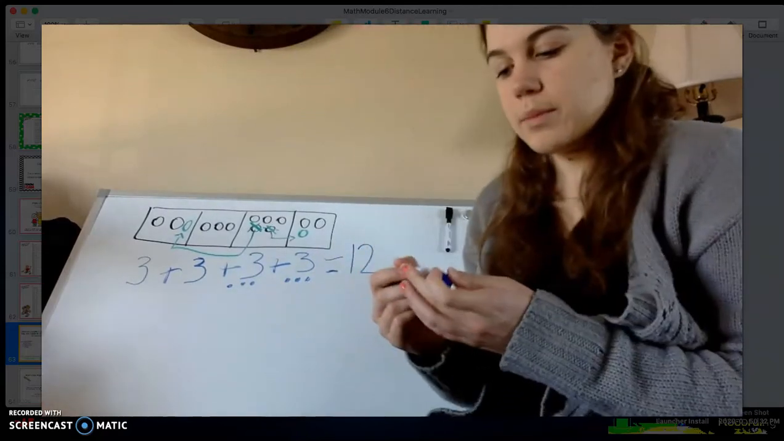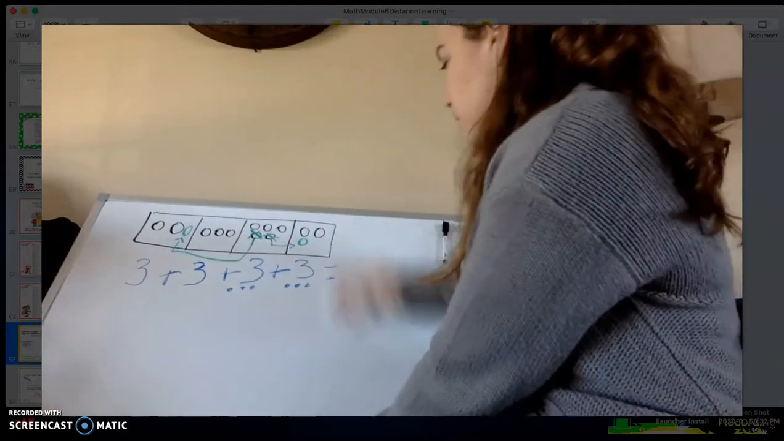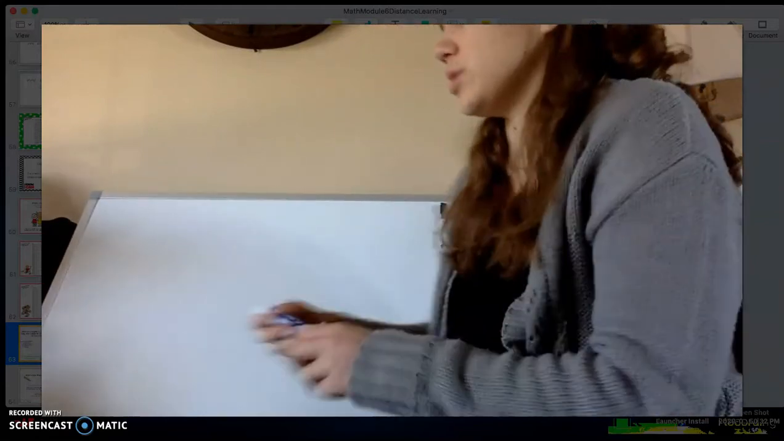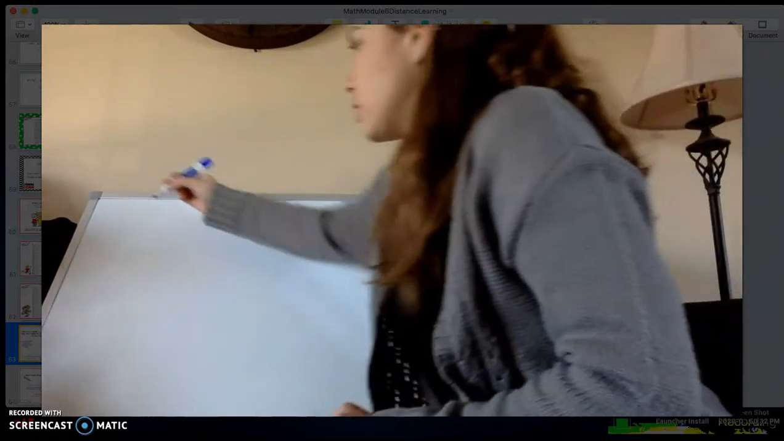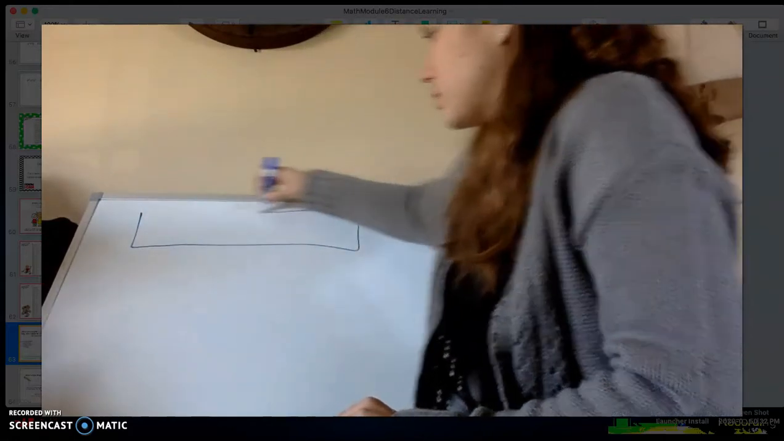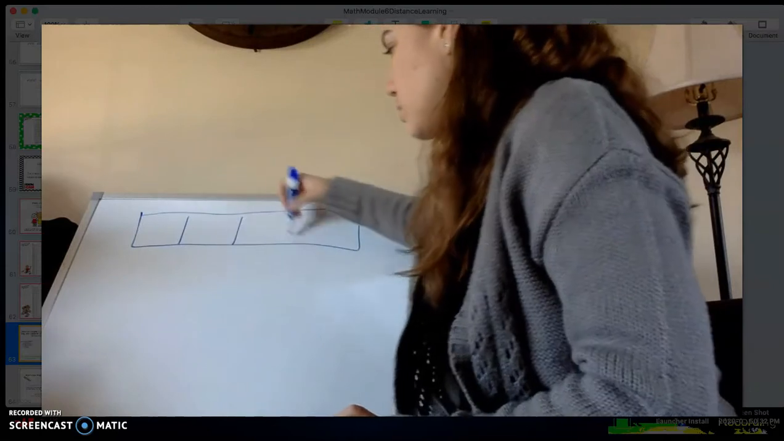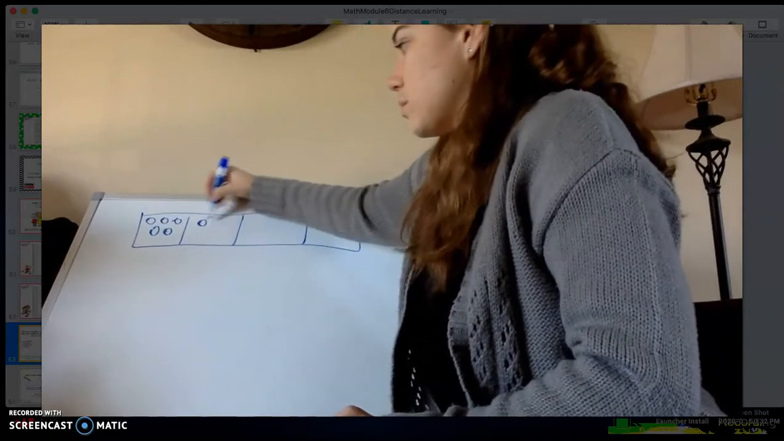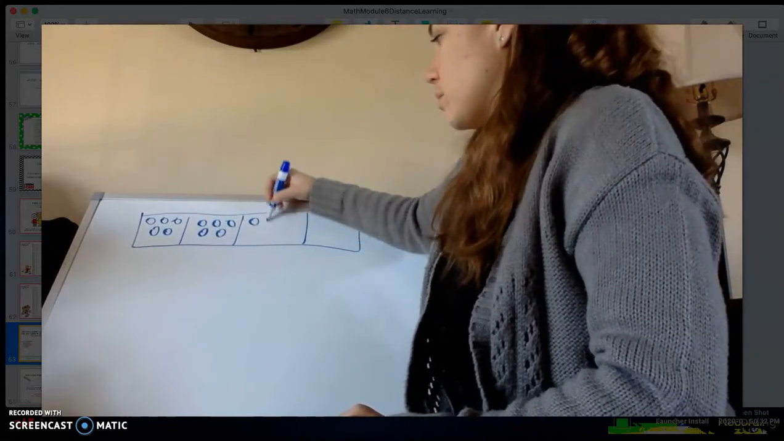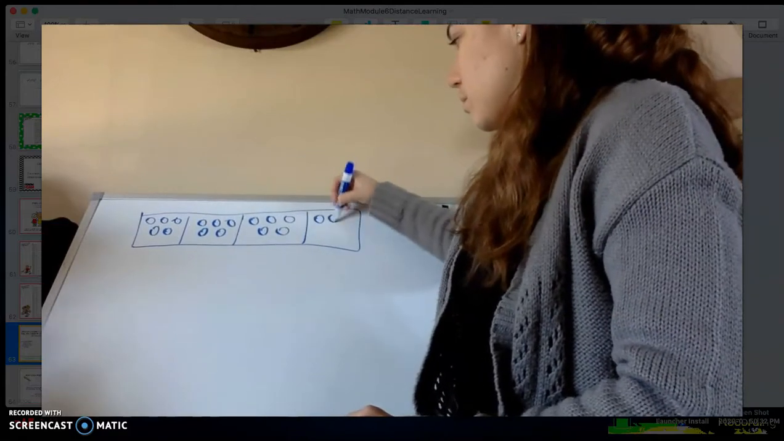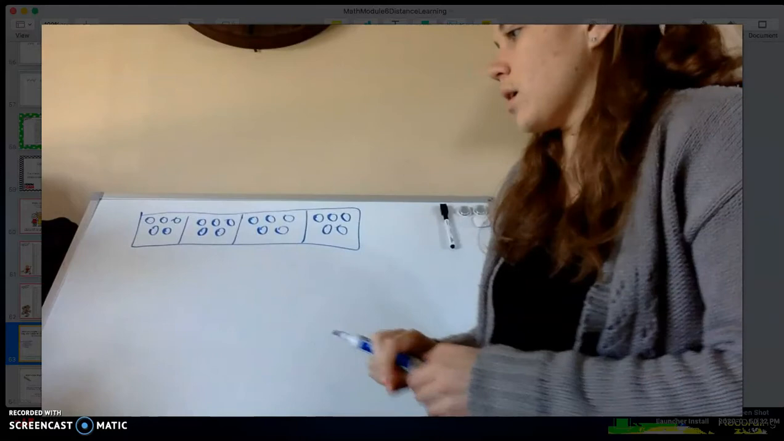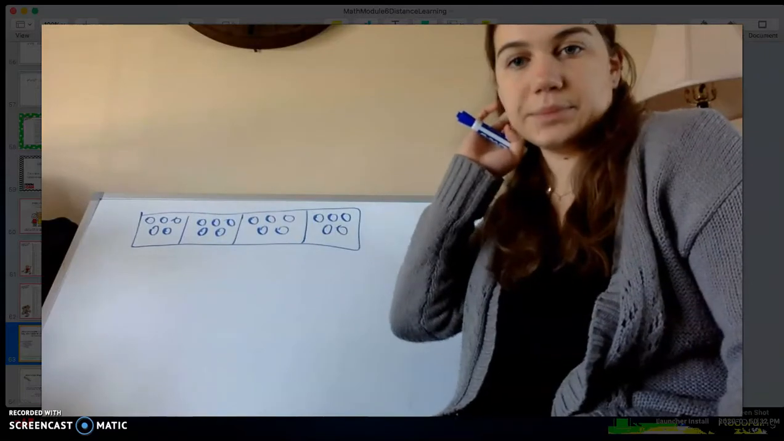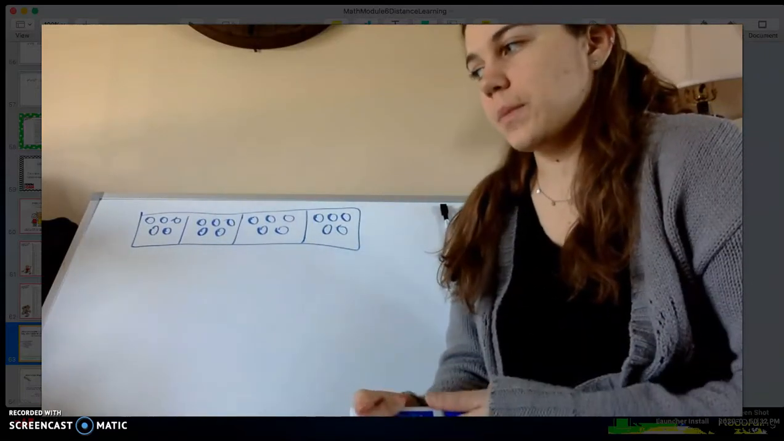Okay, we're going to do one more problem before our application problem. So we're going to draw a tape diagram that shows 4 groups of 5. So I'm going to make 4 groups. 1, 2, 3, 4. With 5 inside. So we have 4 groups with 5 inside, with 5 objects in each.